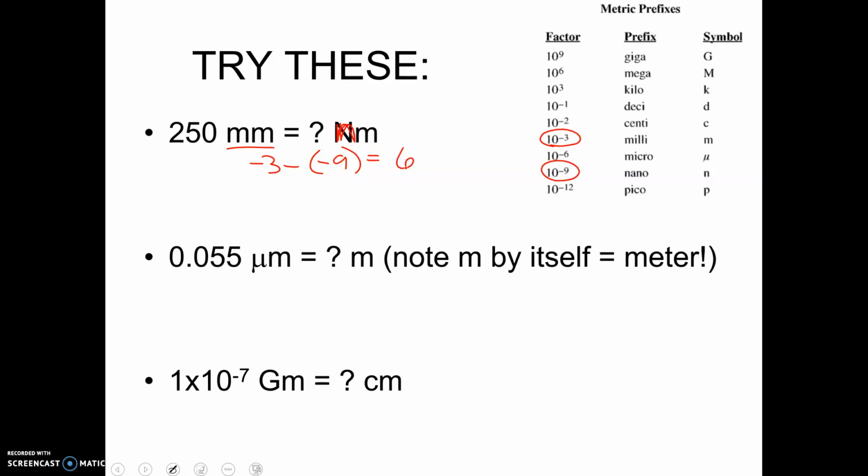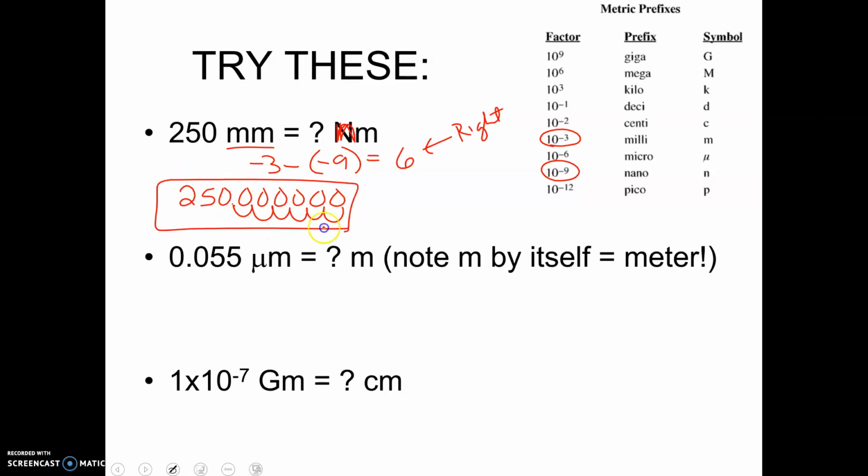So what does that mean? That means if I had an exponent, I would add 6 to it, but I don't. I'm just going to move my decimal, since this is a positive number, 6 places to the right. So 250, the decimal is here in the number 250. 1, 2, 3, 4, 5, 6, right? 1, 2, 3, 4, 5, 6.